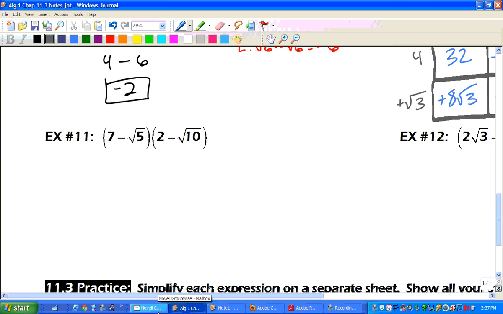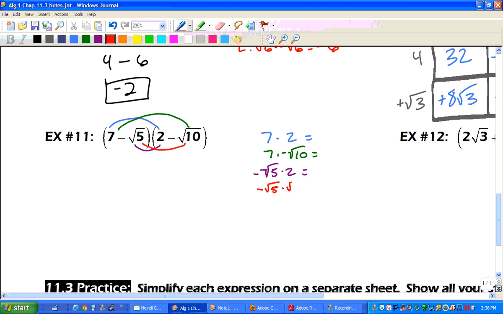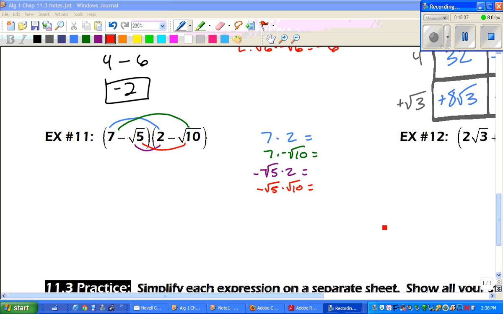All right. So for number 11, I'm going to do FOIL. So we need to do the 7 times the 2, the 7 times the negative root 10, negative root 5 times the 2, and the negative root 5 times the negative root 10. So I'm going to leave that all for you guys, and then pause the video, and then we'll complete the next step. Okay? Good luck.